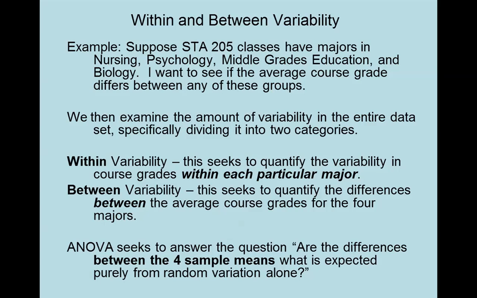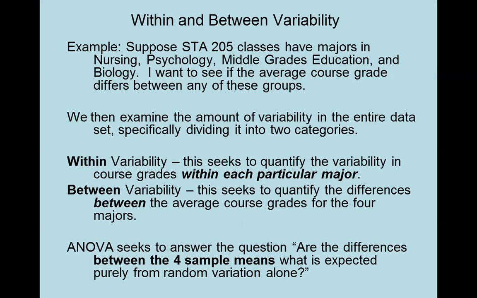What we're going to do is examine the amount of variability in the entire data set, specifically dividing it into two pieces or two parts. The within variability is going to try to quantify the variability in course grades within each particular major. So how much do grades vary among nursing students? How much do grades vary among psychology students? How much do grades vary among middle grades education students? And how much do grades vary among biology students?